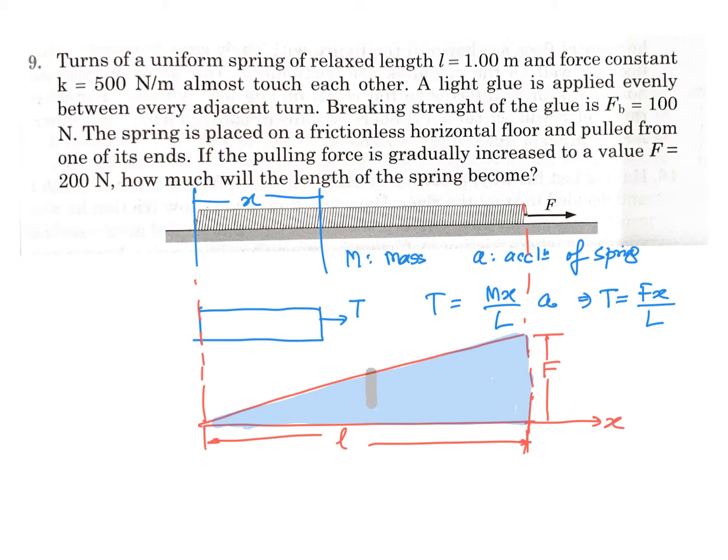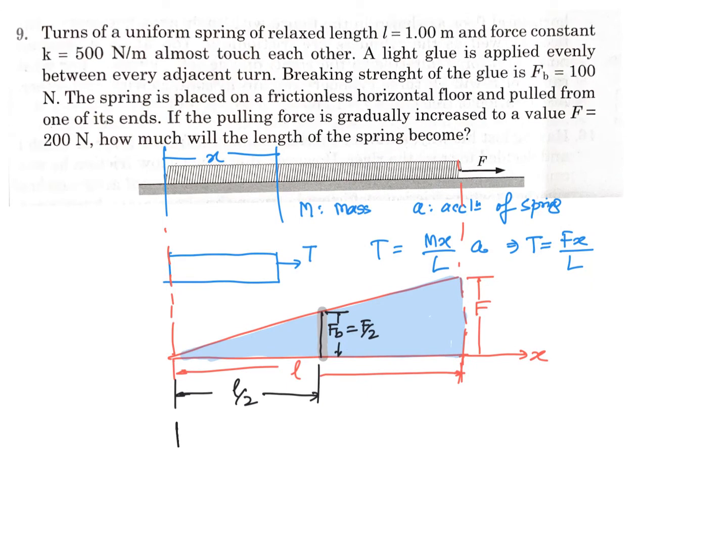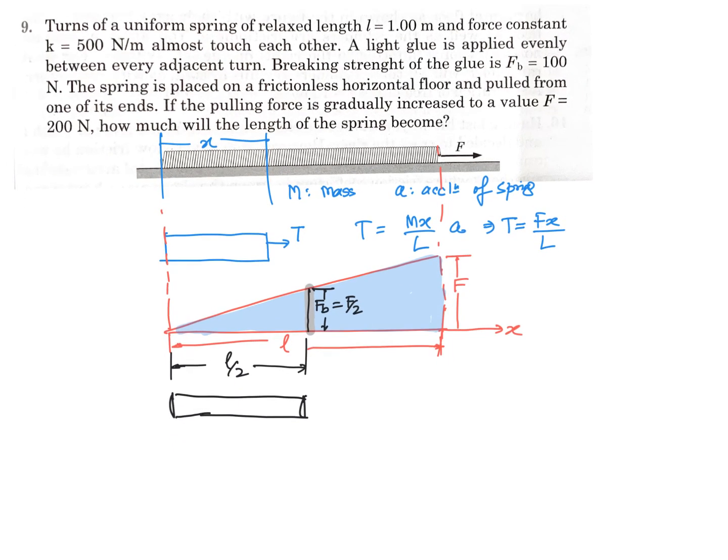So now we can see at which point tension is equal to the breaking strength. Obviously the midpoint. At L by 2, we have FB equal to F by 2. That means we have to split the spring into two parts. One till L by 2, so x equal to 0 to half L. In that part there is no extension.